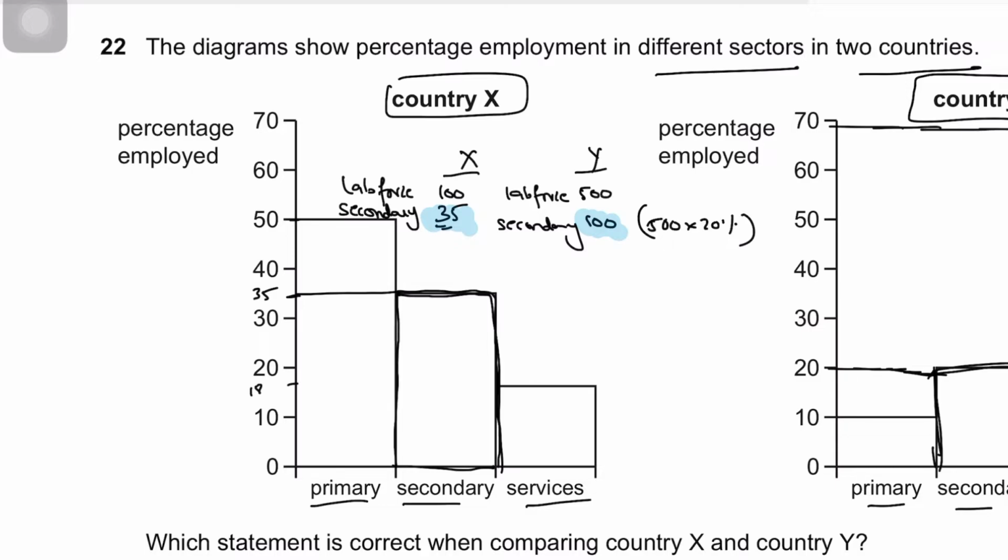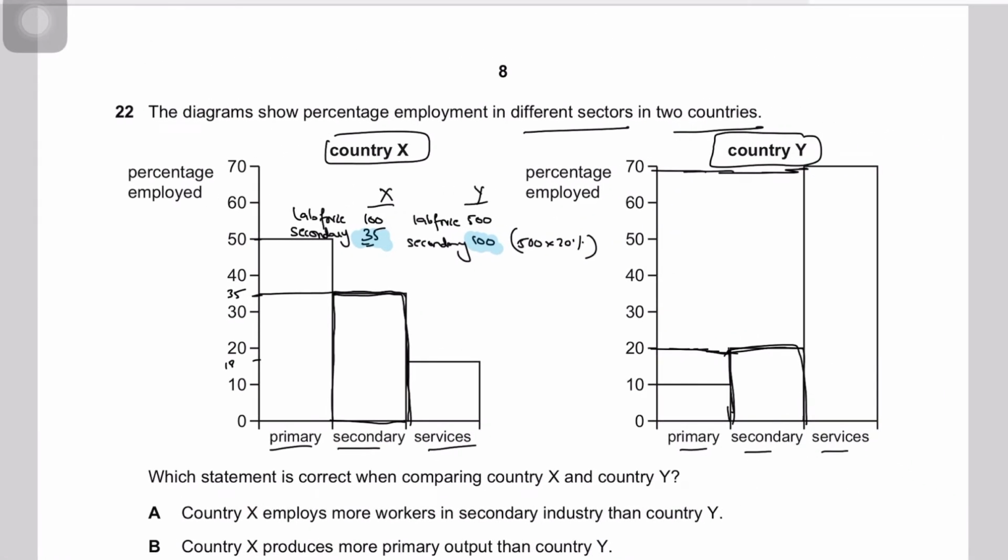But in this bar chart, the y-axis is not measuring the number of workers employed in the secondary sector, it's measuring the percentage employed. So although country X is employing 35% workers in the secondary sector, and country Y is only employing 20% workers in the secondary sector, still country Y has a higher number of workers out of its labor force working in the secondary sector, right?